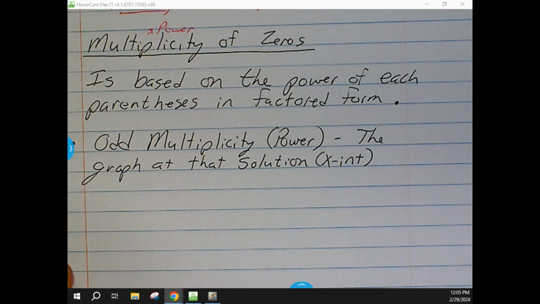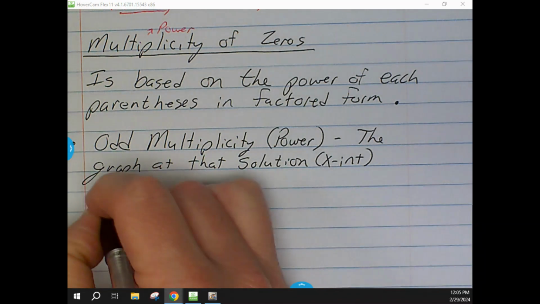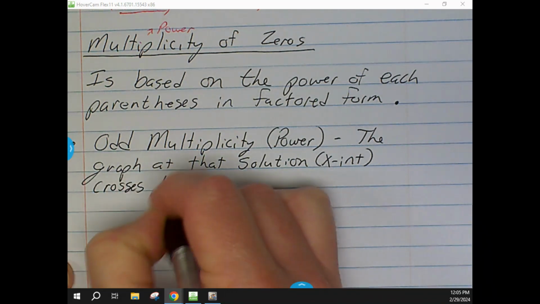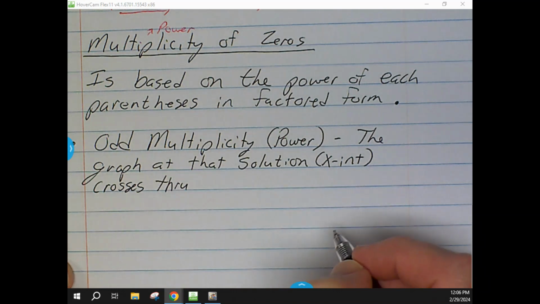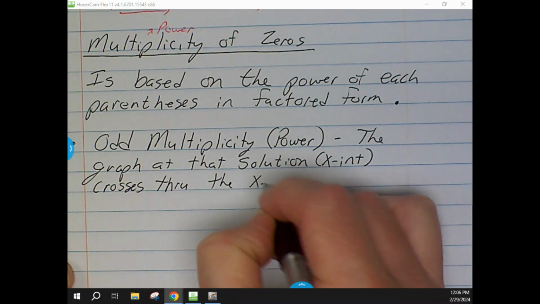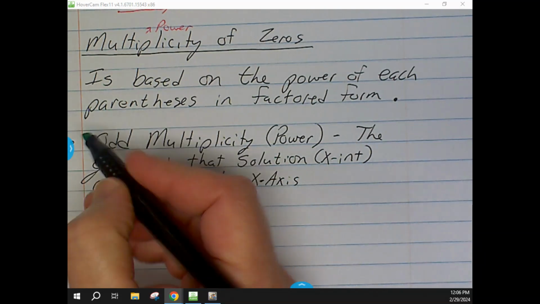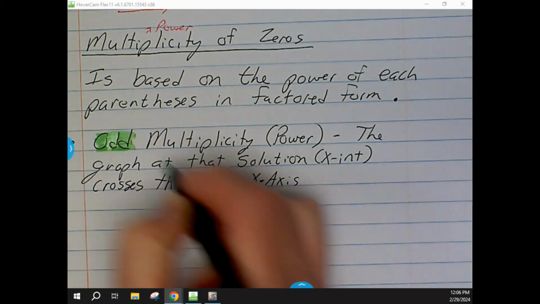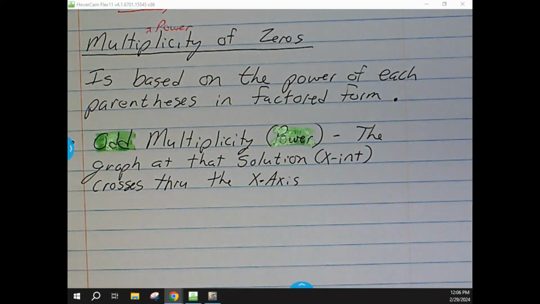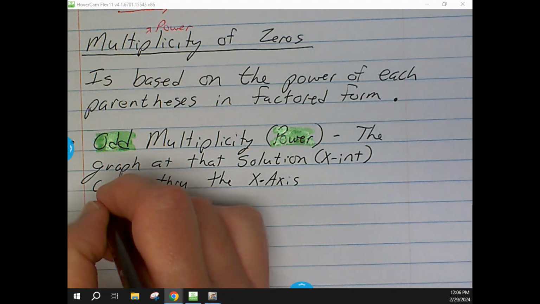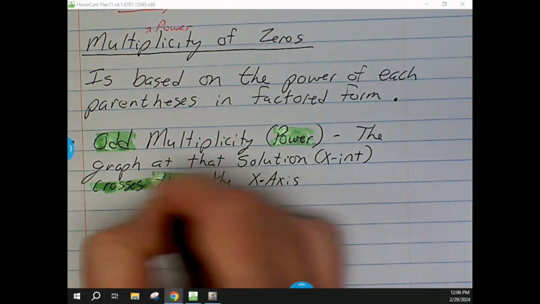Okay, so if you have an odd power on whatever it is that you're factoring, and again, you'll see more of this here in just a minute, we've got to know that the graph at that point crosses through the x-axis. So if you have an odd power or an odd multiplicity, you're going to cross through.